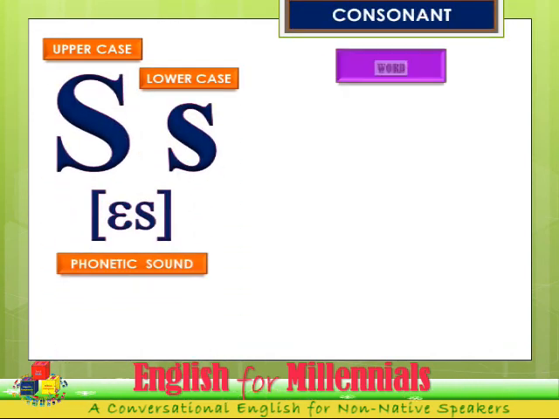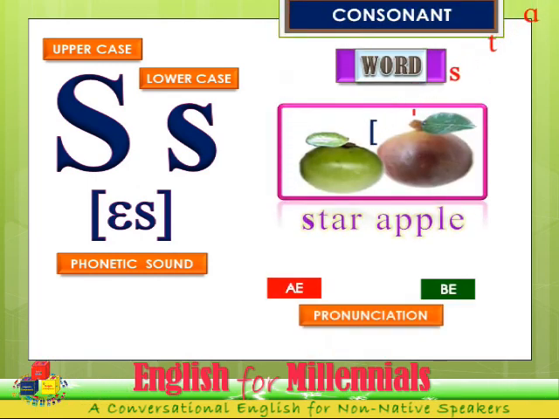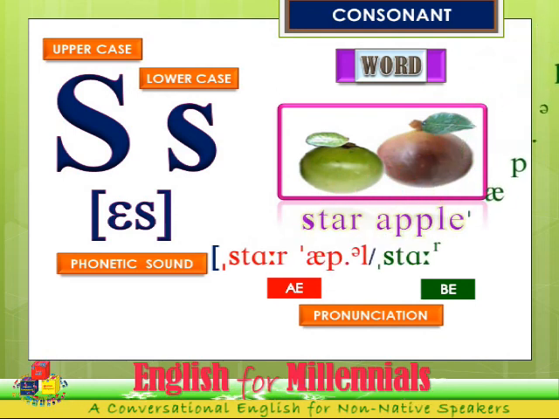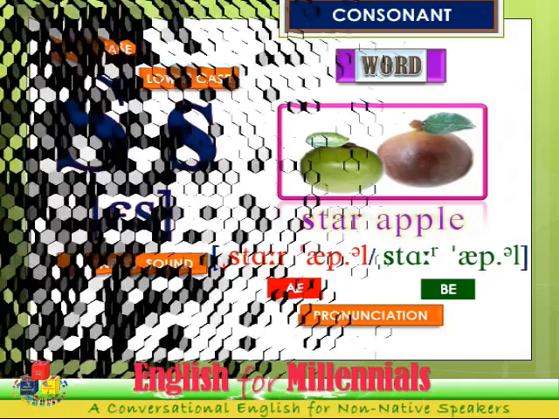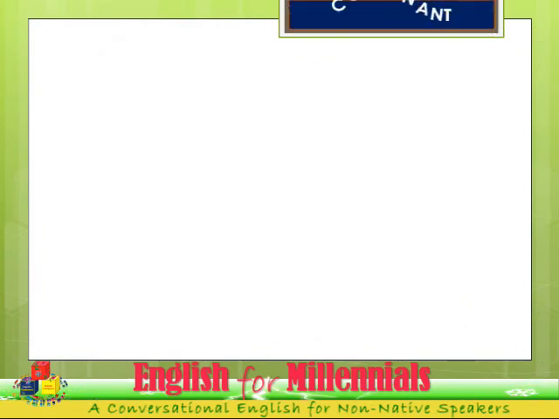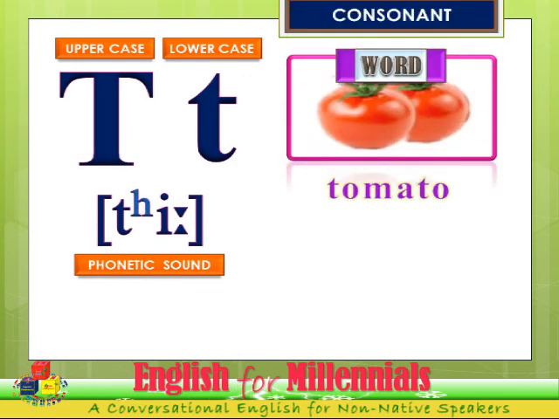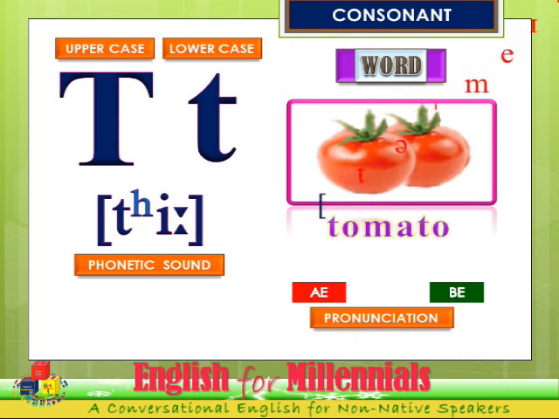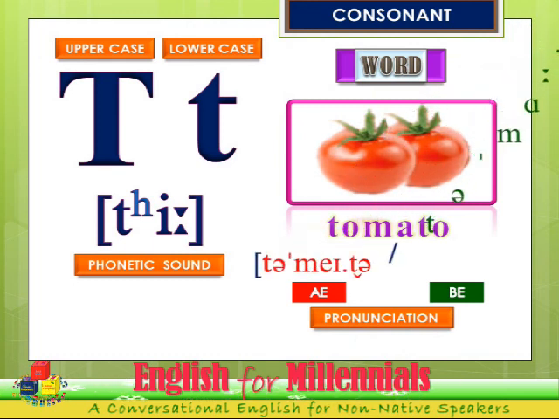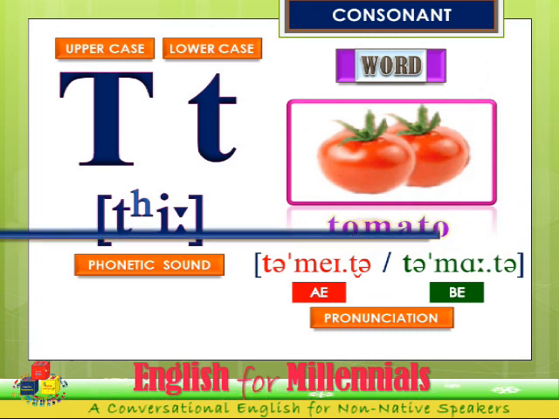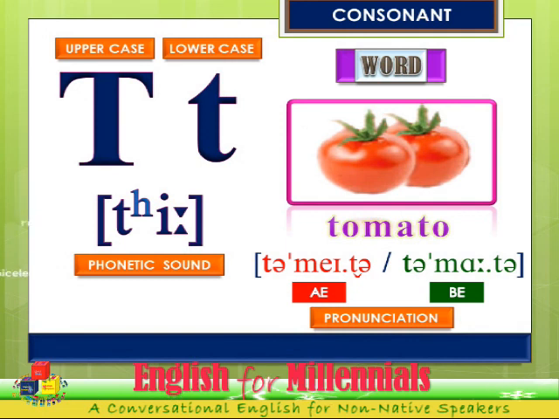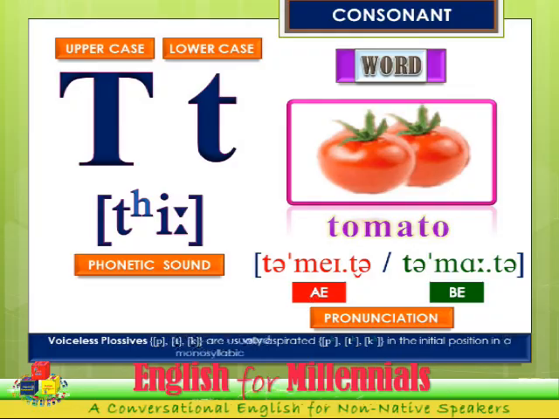S. Star apple, American. Star apple, British. T. Tomato, American. Tomato, British. T is a voiceless plosive, and it is usually aspirated in the initial position of a monosyllabic word or stressed syllable.